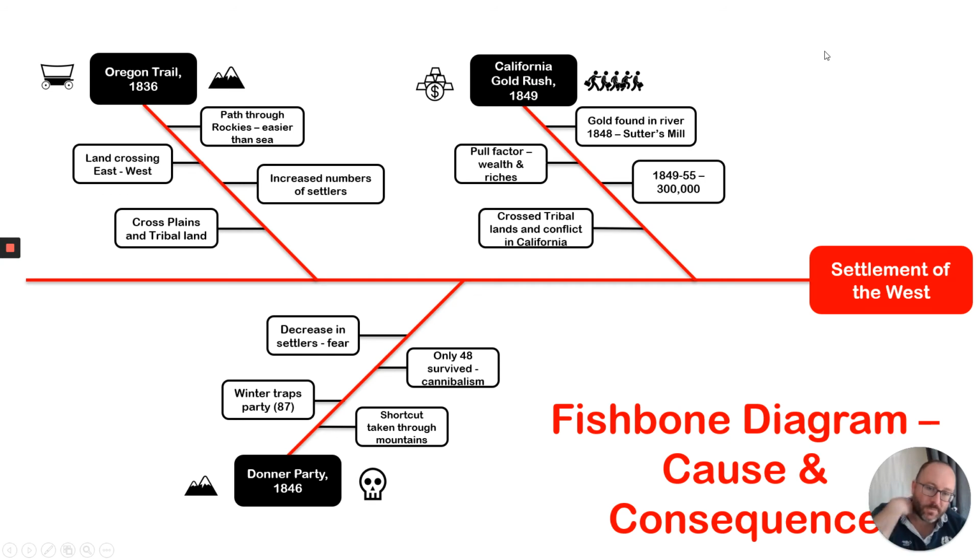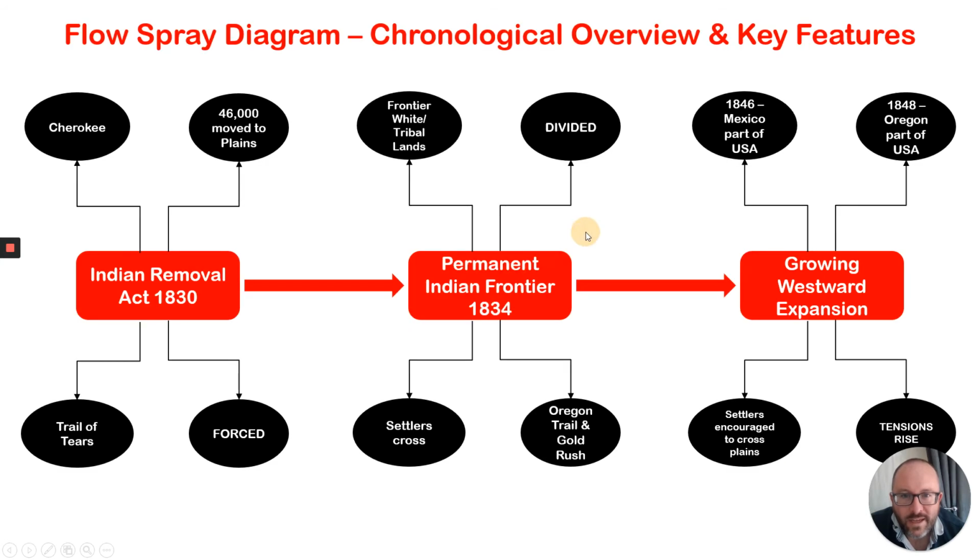So here is a fishbone diagram. It explains cause and consequence. So here you've got the settlement of the West as the main theme running throughout. And this isn't all of it. This is just some of them. So the Oregon Trail, you can see a path through the Rockies makes it easier than the sea. The land crossing east and west and so on. You've got the causes for settlement of the West, the path through the Rockies, the consequence, crossing tribal lands, increased numbers of settlers. In actual fact, you could always color code it a bit more. But the point is, these diagrams can be very useful in showing a particular way of thinking.